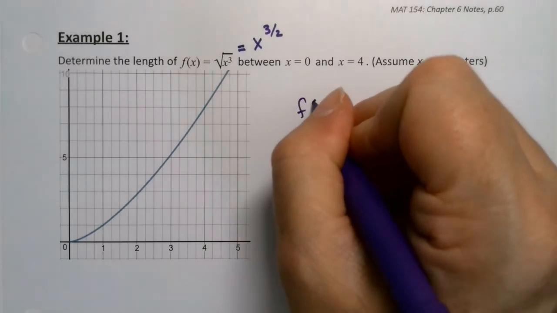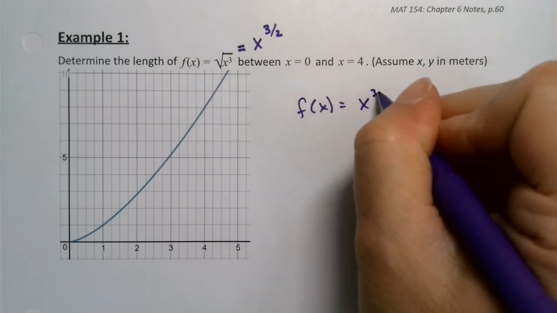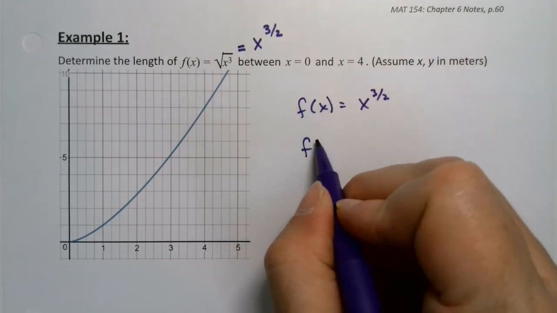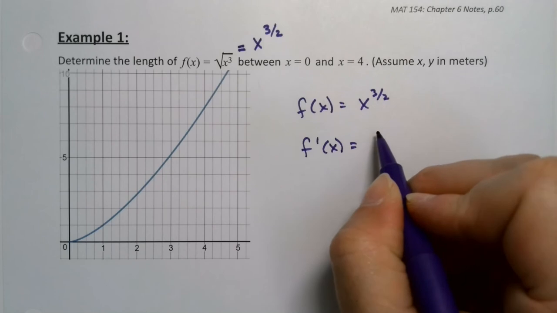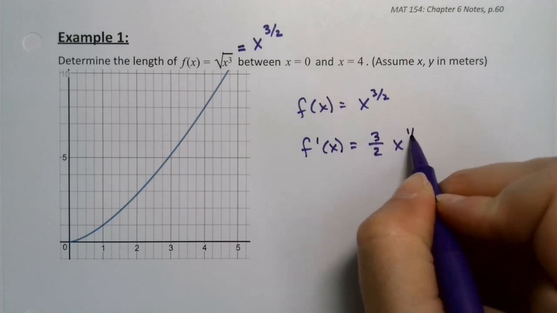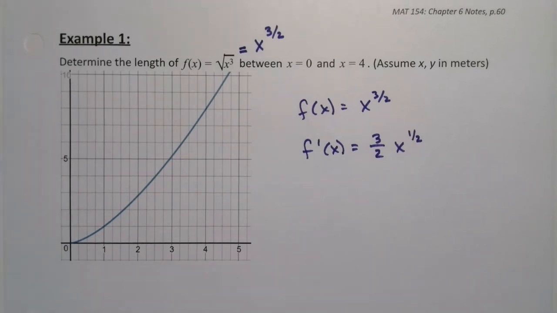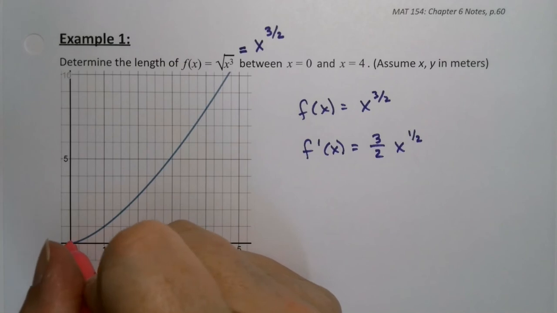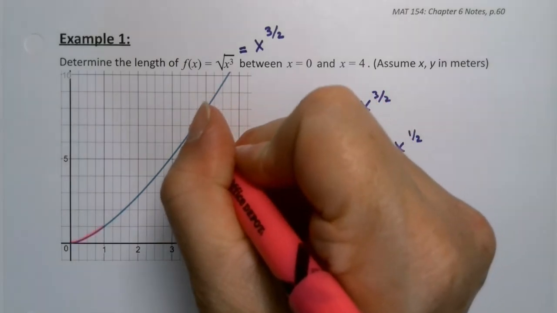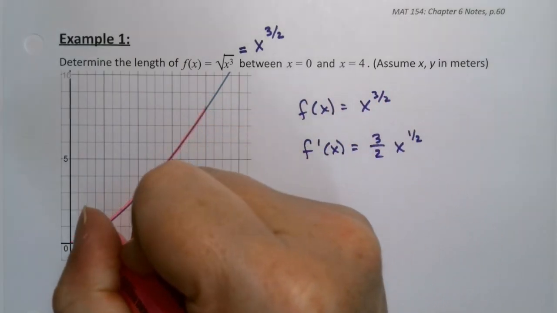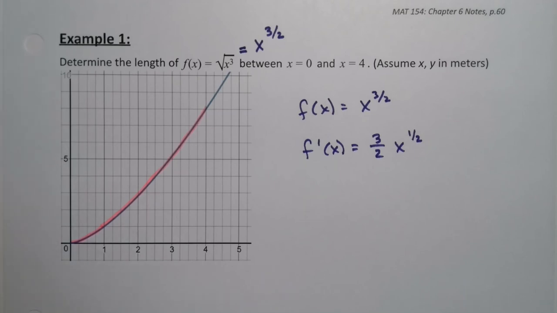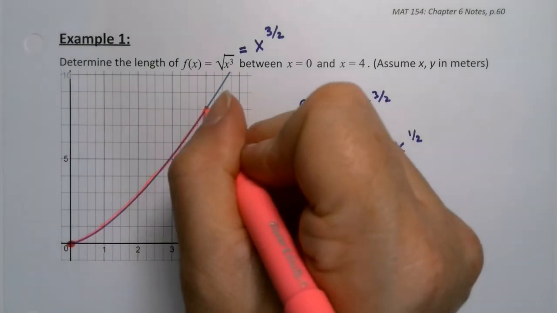All right, so let's write that. F of x is x to the 3 halves. I know in the formula I'm going to need the derivative, so I might as well find it right now. So it's 3 halves x to the 1 half. Wonderful. Now I want to find the arc length. The arc length is going to be the piece of this curve that's between 0 and 4. So right there, that's what I'm finding. From this point to this point.